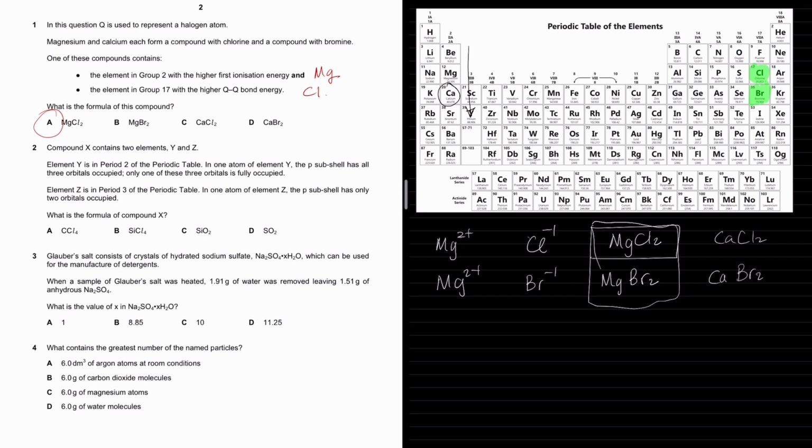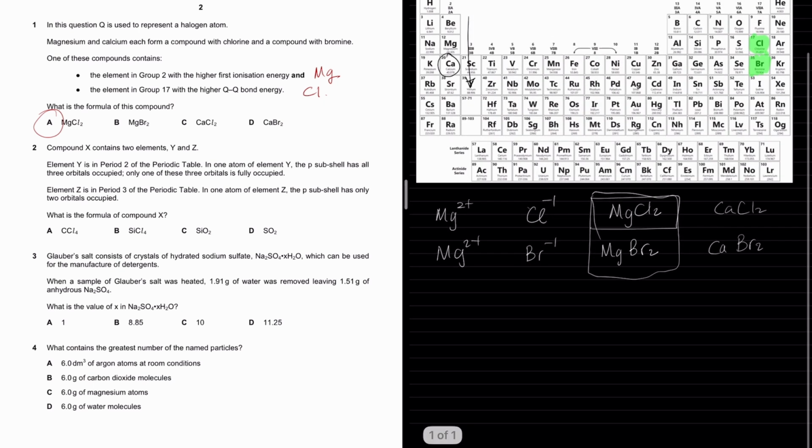Okay, question number 2. Compound X contains 2 elements, Y and Z. Element Y is in period 2 of the periodic table. In one atom of element Y, the p subshell has all 3 orbitals occupied. Only one of these 3 orbitals is fully occupied.